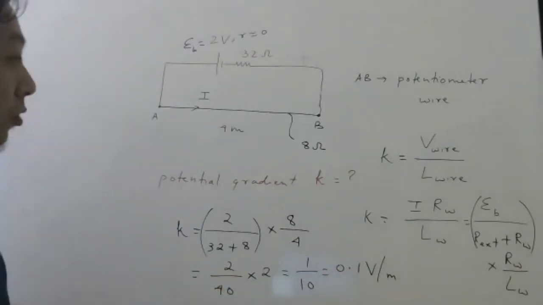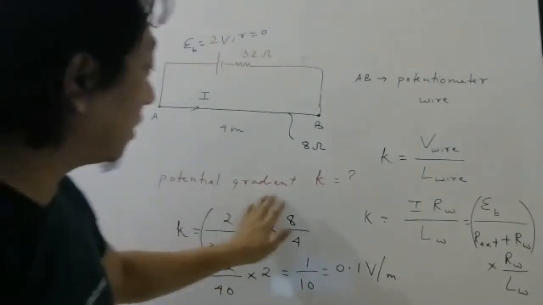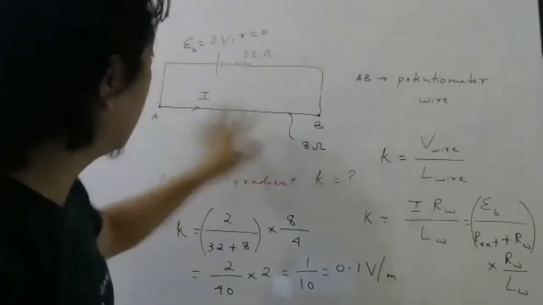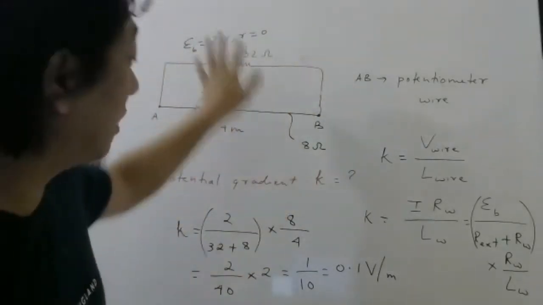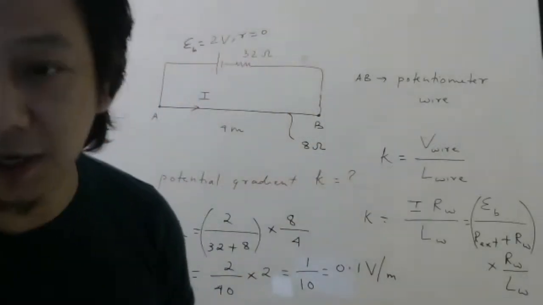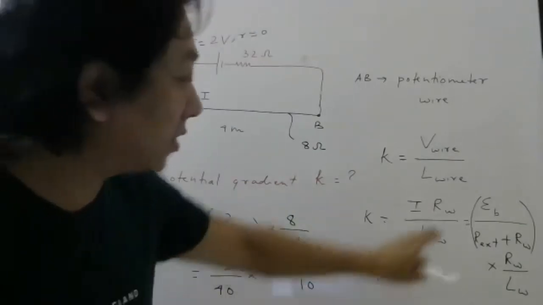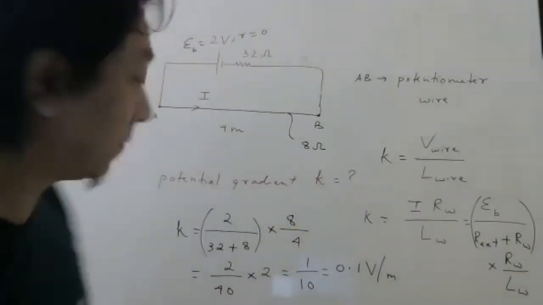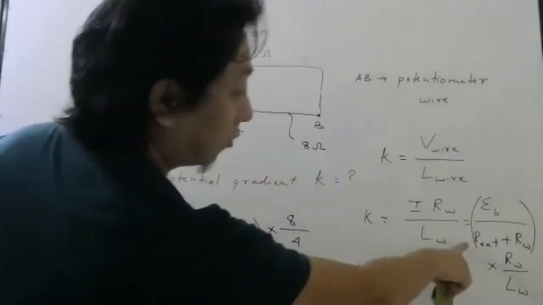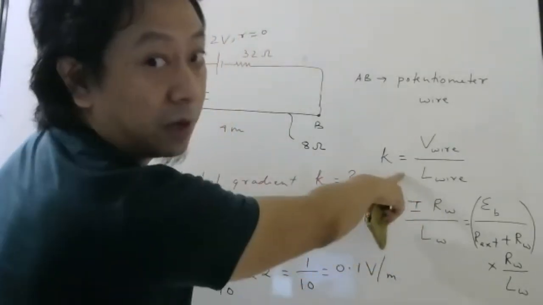Sometimes they will ask you for the potential gradient by giving this in the question, so you can easily find it. I hope everybody understood. Just remember the formula and substitute. And if you forget the formula, you can derive it by knowing the definition.